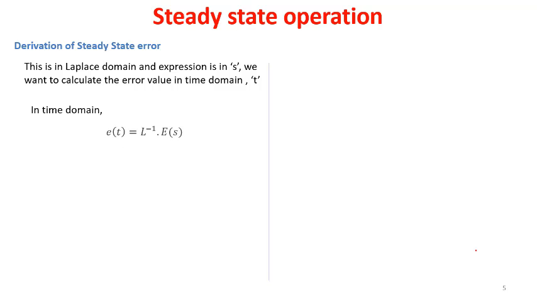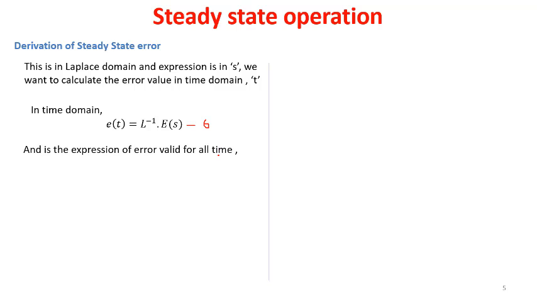In the time domain, we have e, a function of t, equal to the inverse Laplace transform of E of s, or the Laplace transform of e of t is capital E of s. Hence small e of t is equal to the inverse Laplace transform of capital E of s. So this one we write as equation number 6. And this expression of error is valid for all time.